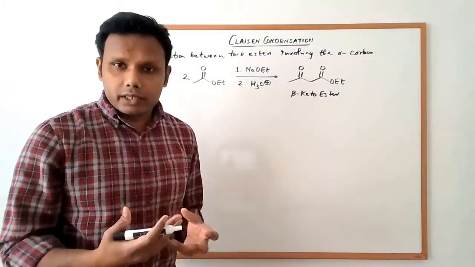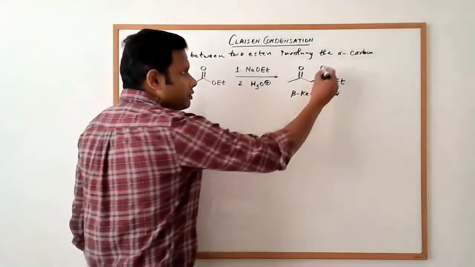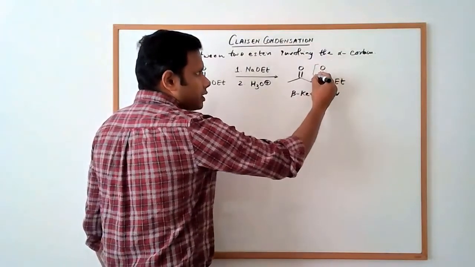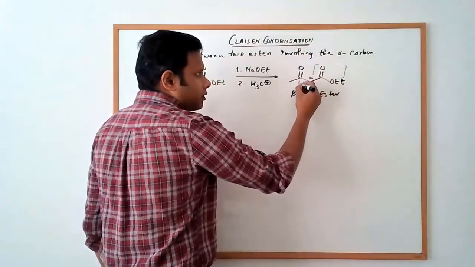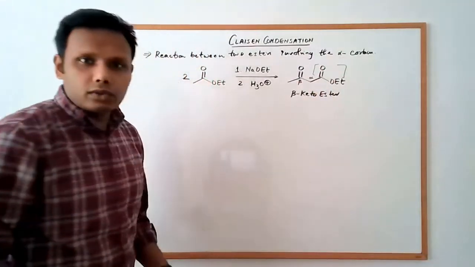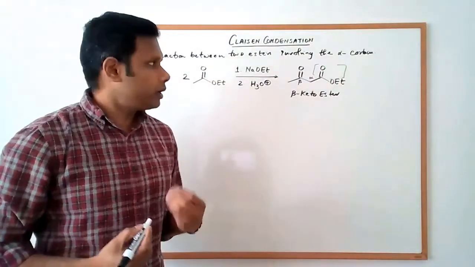Now that's just a generic name, a very generalized name for it, because when we think about the ester as our functional group here, this is our alpha carbon, and there is a keto group at the beta carbon. So that's why it's called the beta-keto ester.